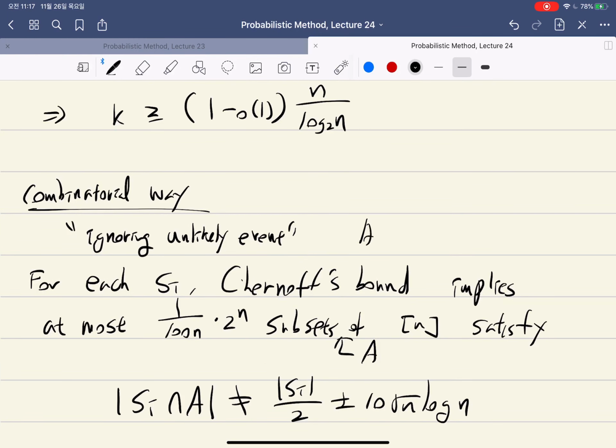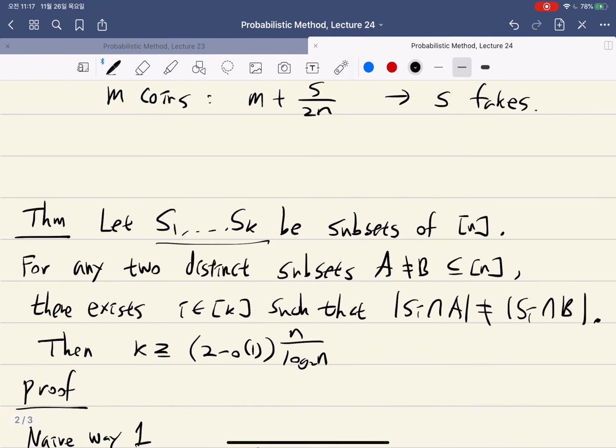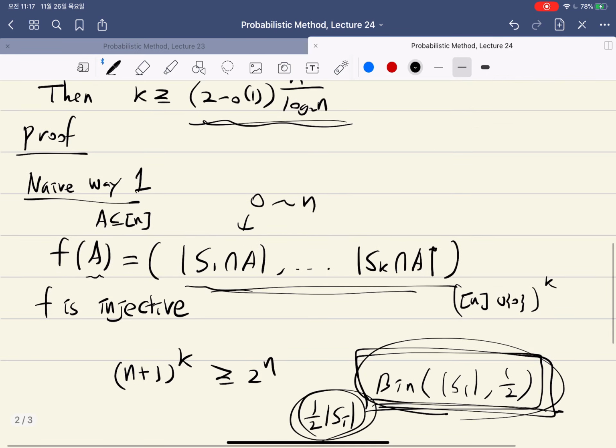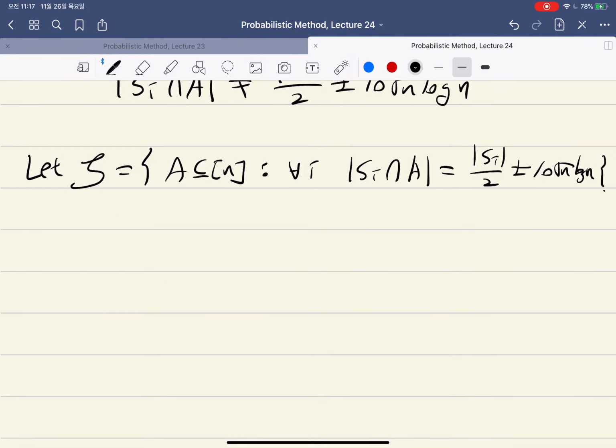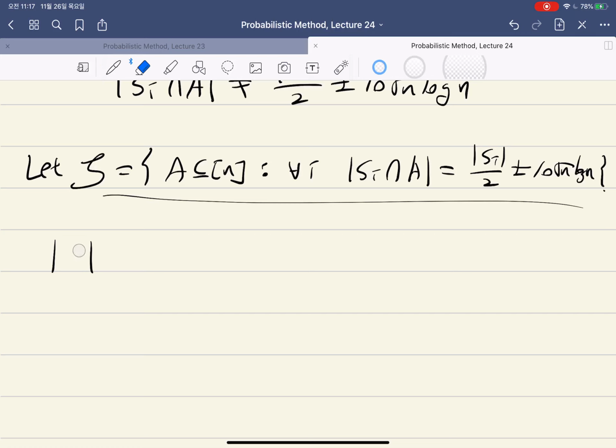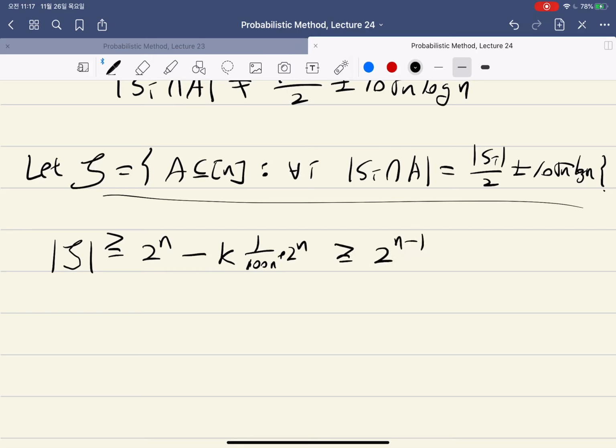And I forgot to say one thing. Assume that k is at most n. Otherwise, there is nothing to prove, because this is what we want to prove. And let's say n is large, so that this is smaller than n. So you just delete the unlikely events. These are the remaining sets. It's always difficult to write in calligraphic style. Then out of 2 to the n subsets, how many were deleted? For each i, you delete at most a 1 over 100n fraction of 2 to the n. So many of them remained.